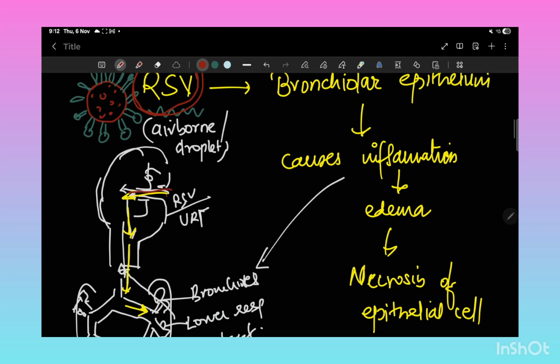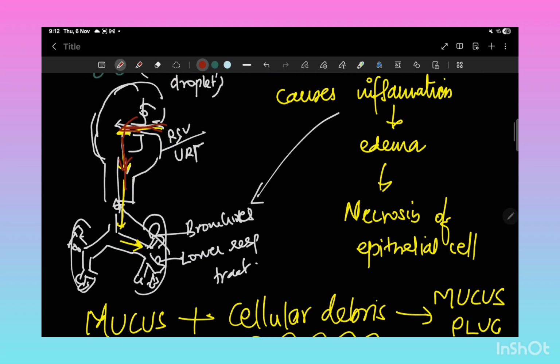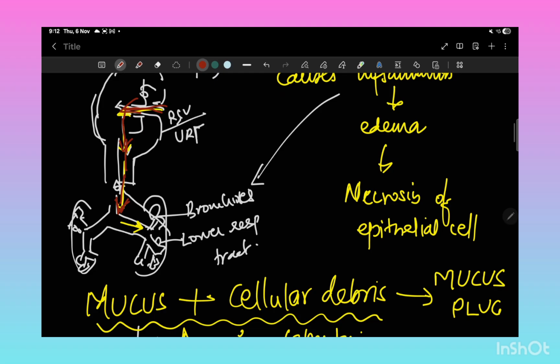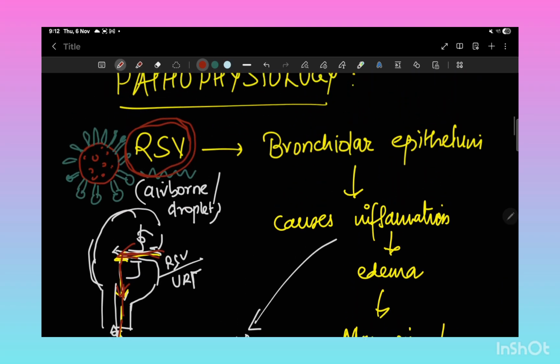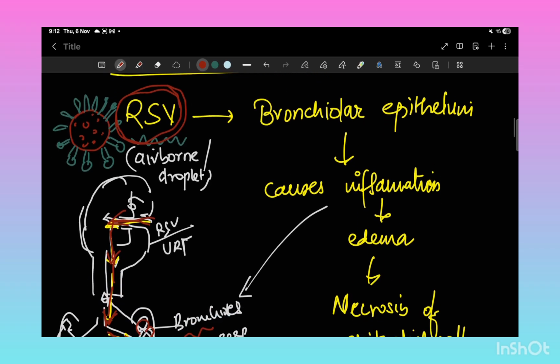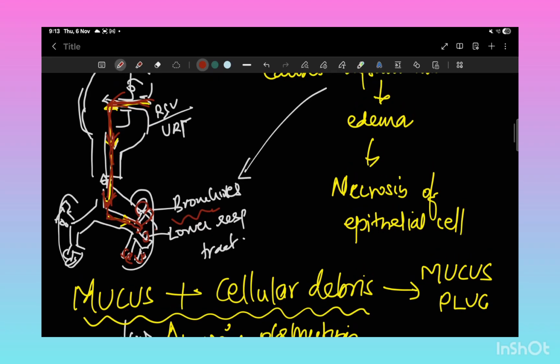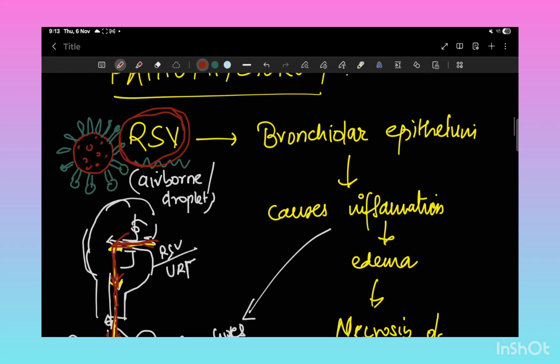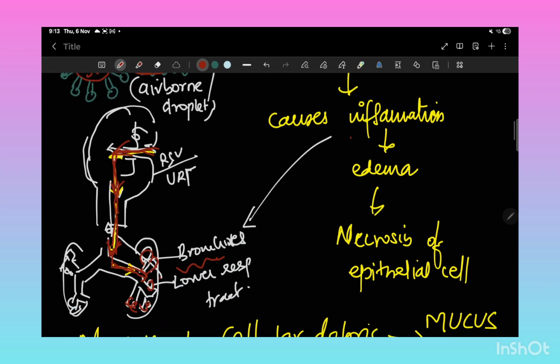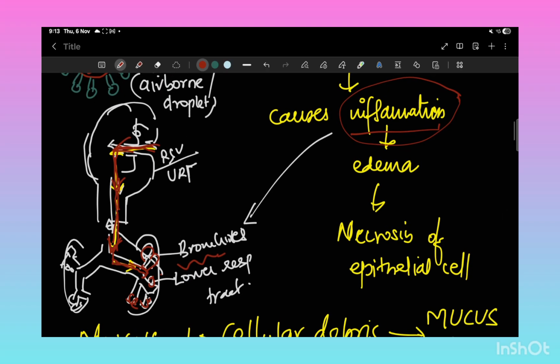When it enters the nasal passage, it goes into the upper respiratory tract, that is the nasopharynx, then the trachea, then down into the lower respiratory tract and into the bronchioles. These are the bronchioles. Now what happens? The virus infects the upper respiratory tract, then goes down to the bronchioles, where the epithelial cells get damaged, slough off and fall into the lumen. The body reacts with an inflammatory reaction. RSV affects the bronchial epithelium and leads to edema, mucus secretion and infiltration with inflammatory cells.